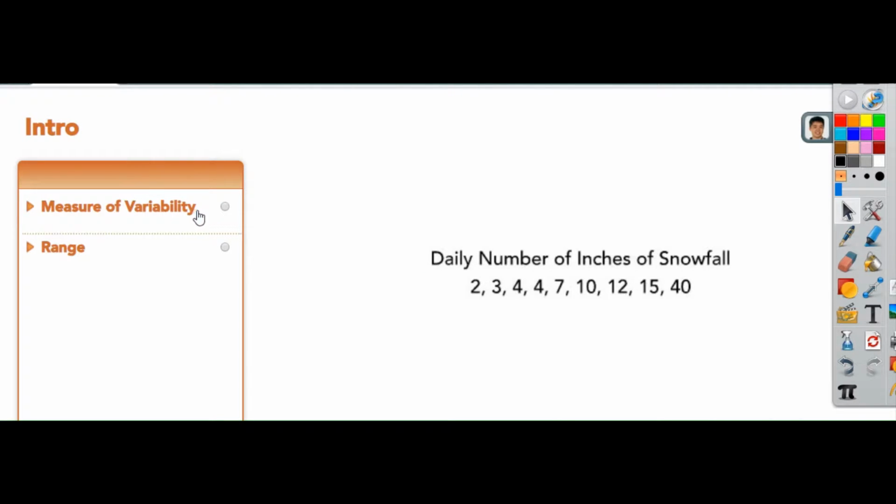So how do you measure variability? What if we can't determine? So we have a data set right here, and we can see that there's an outlier, and I hope you know that outlier is 40. So since there's an outlier in the data set, what should you use as a measure of center? Should you use the mean? Should you use the median? Or should you use the mode?